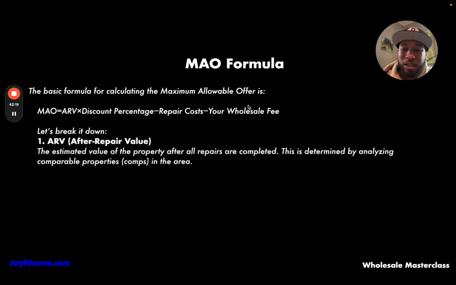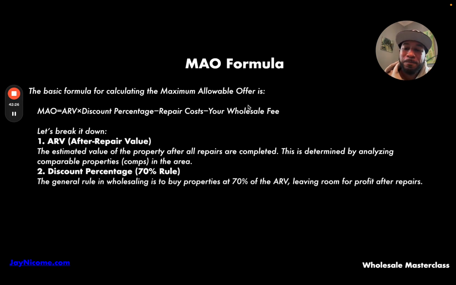So let's break it down. After repair value, y'all know what that is already. We did that. Discount percentage. This is usually the standard, 70%. It's just a general rule. I don't know who came up with it, but this is what everyone has adopted. In wholesaling, it's best to buy property that's 70% of ARV, leaving room for profit after repairs.